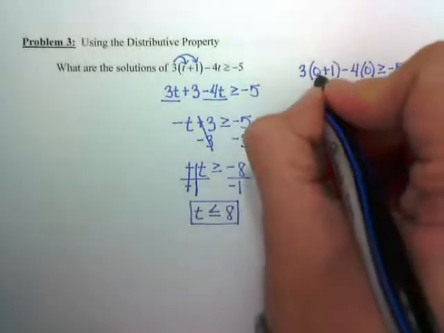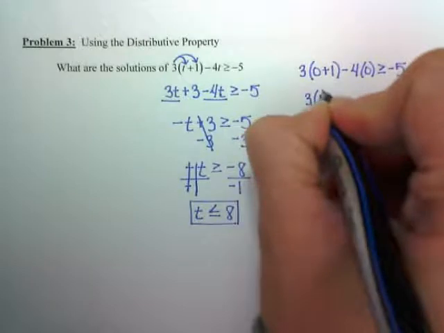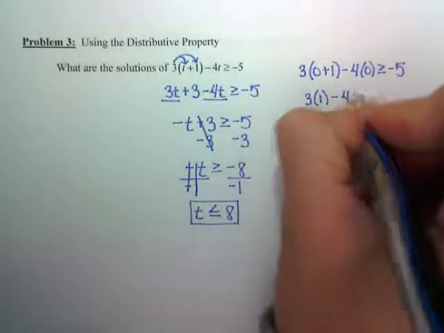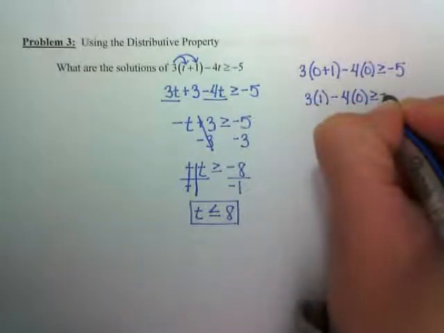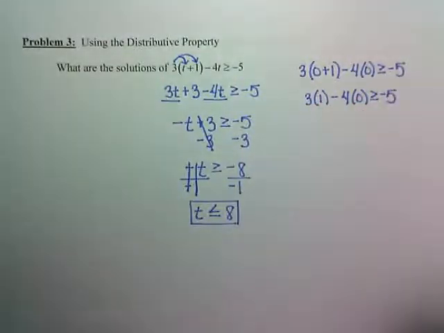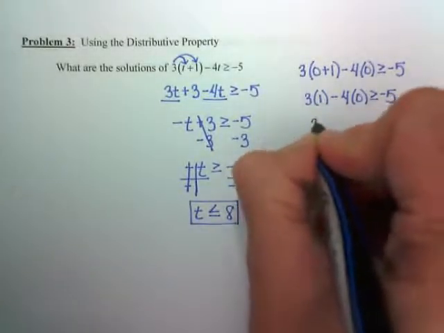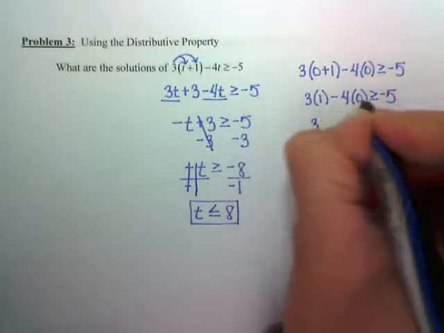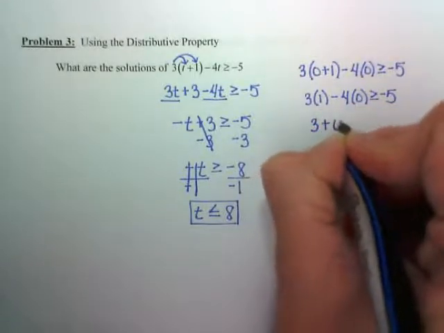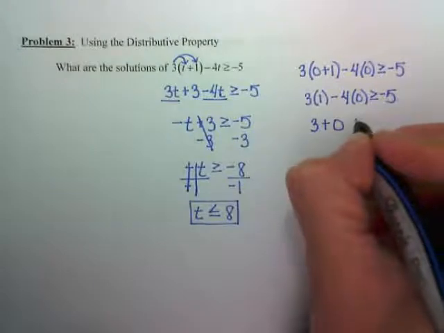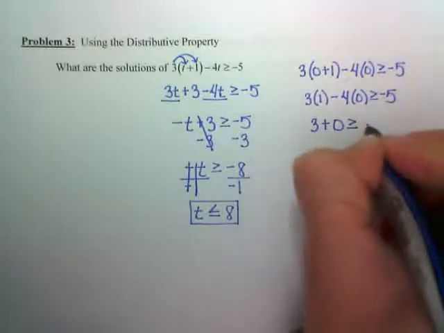So following order of operations, 0 plus 1 is 1. So I have 3 times 1 minus 4 times 0. Notice all I did was parentheses. I just did the addition problem in the parentheses. All right. Multiplication, 3 times 1 is 3. Negative 4 times 0 is 0. That could be a plus 0 or a minus 0 there. It's not going to change your problem. Greater than or equal to negative 5.